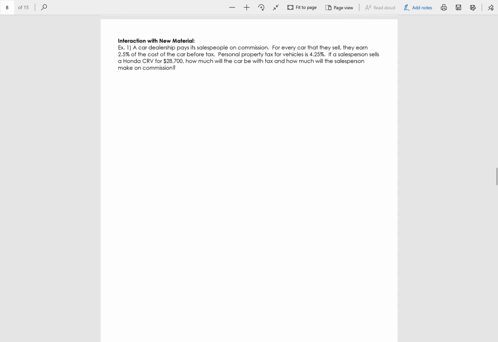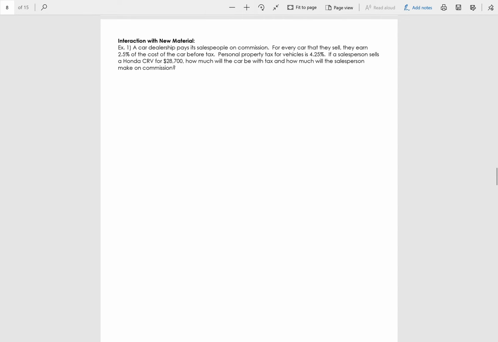So the interaction with new materials says a car dealership pays its salespeople on commission. For every car that they sell, they earn 2.5% of the cost of the car before tax. Personal property tax for vehicles is 4.25%. If a salesperson sells a Honda CR-V for $28,700, how much will the car be with tax, and how much will the salesperson make on commission?